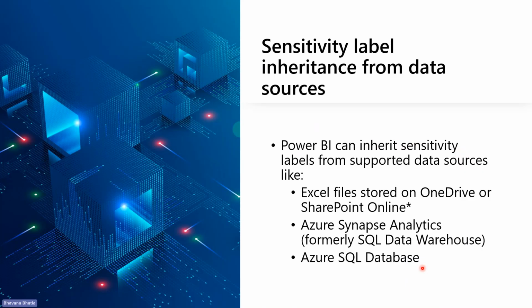Power BI semantic models can inherit sensitivity labels from supported data sources, and this will ensure that data remains classified and secure when it is imported into Power BI. There are some supported data sources listed here. For example, supported data sources are Excel files on OneDrive or SharePoint Online sites, Azure Synapse Analytics, and Azure SQL databases. Power BI automatically applies the label to the semantic model when connected to the data source, and inheritance will occur during the model refresh.